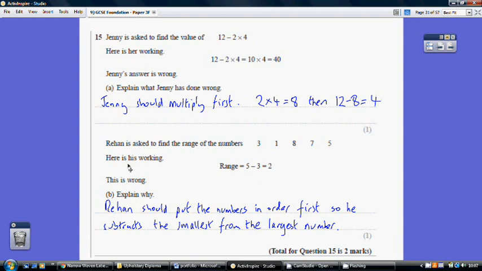Now for part B, the range is the biggest take away the smallest, and really you need to have them in order to make sure that the biggest is the one at the top and the smallest at the bottom. You can't just assume it's 5 take away 3. Put these in order, and then you can see that the biggest number is 8, the smallest number is 1. So Rehan should put the numbers in order first, so he subtracts the smallest from the largest number.